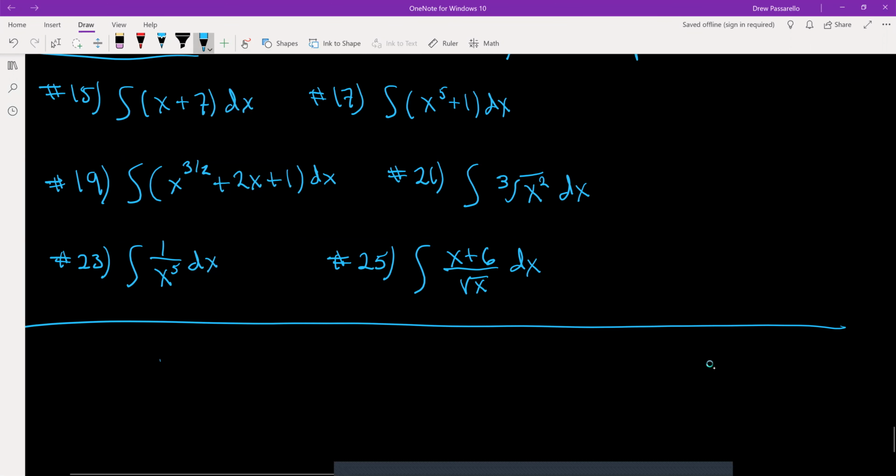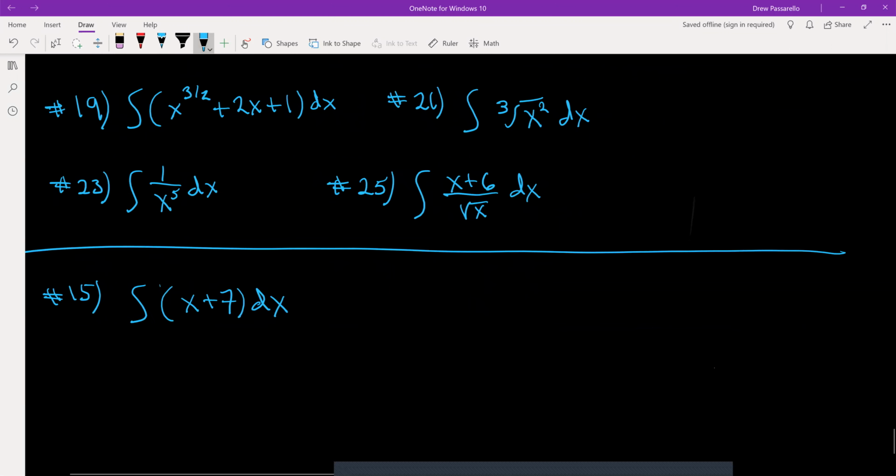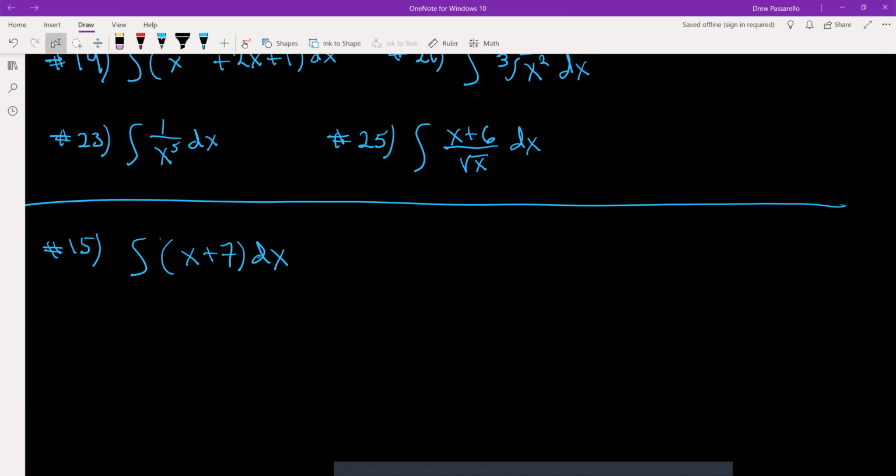So number 15. All right, so the integral of x plus 7 dx. So one of our rules is that we can break this up as the integral of x dx and then plus the integral of 7 dx.